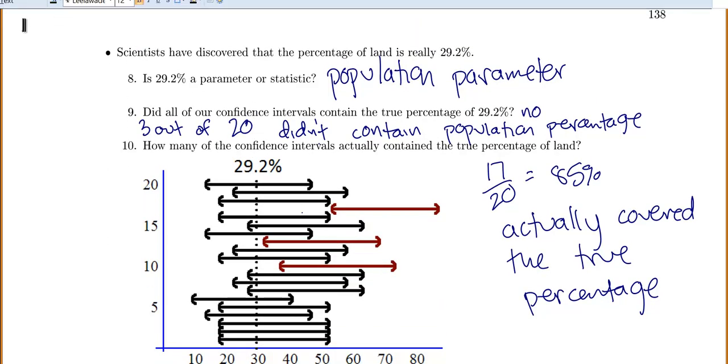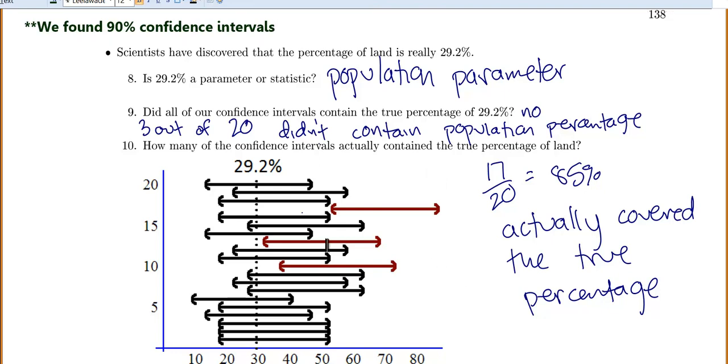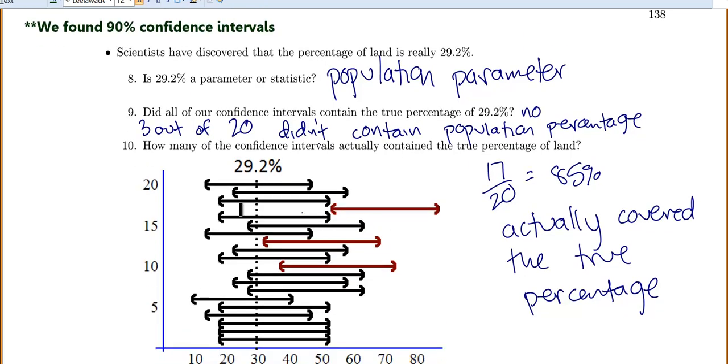So we were doing a 90% confidence interval. So let's just make ourselves a note. Yes, we did. We found 90% confidence intervals. So we would expect about 90% to contain the true percentage. And in this scenario, we only had 85%. The reason why is we only did it 20 times. We only had 20 confidence intervals. We technically said 90% out of all the possible confidence intervals.